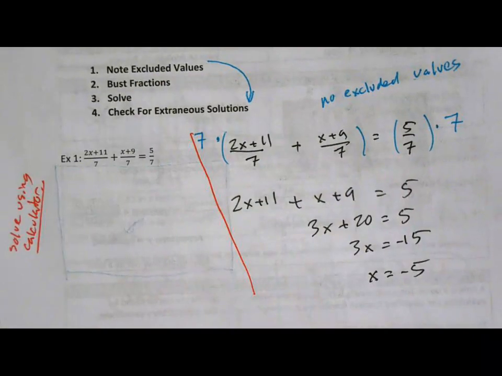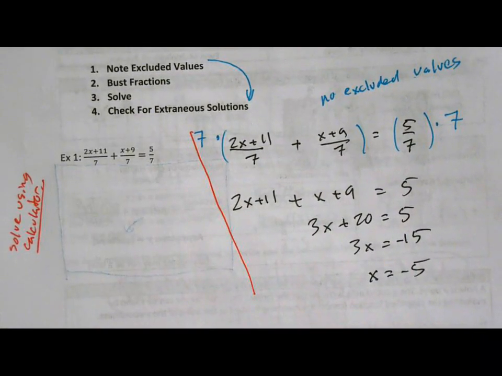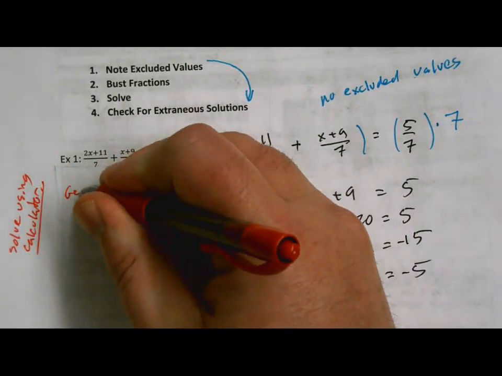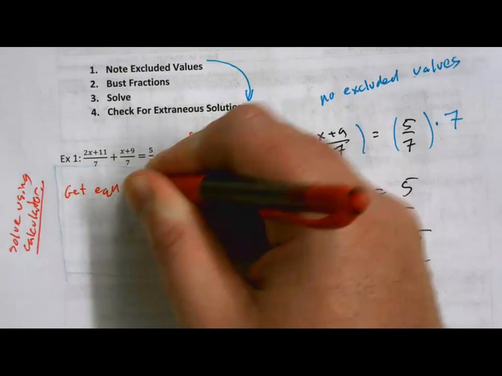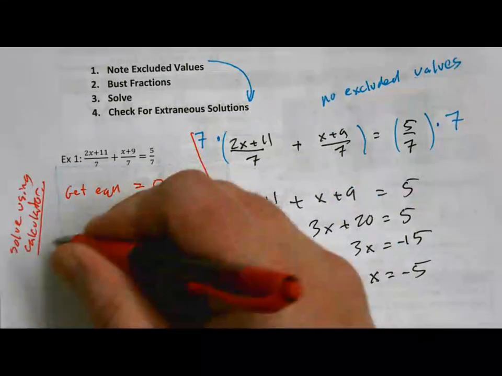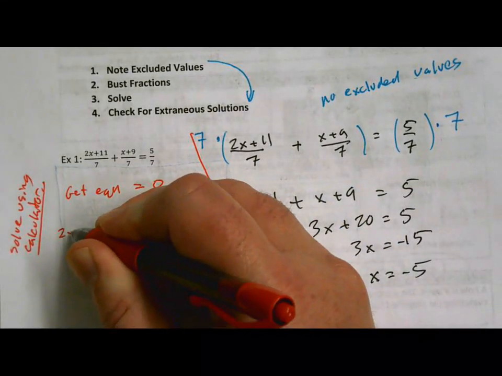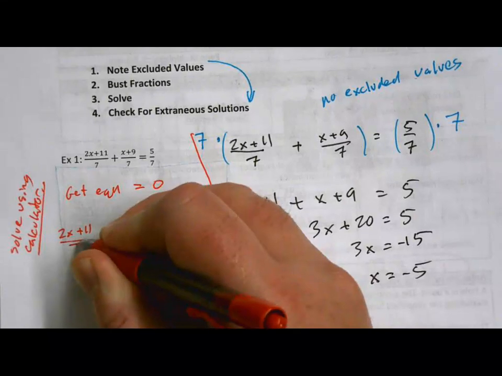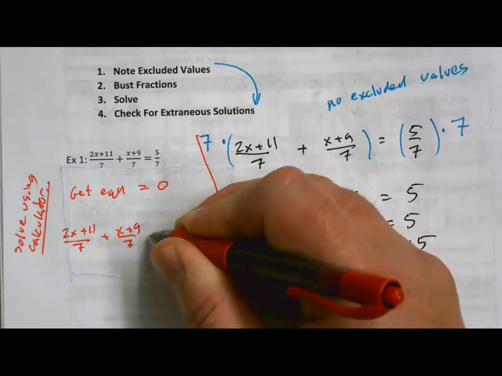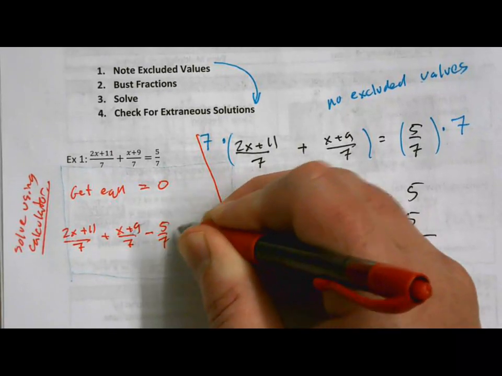Step one is to take your equation and get a 0 on one side. So do whatever you've got to do to get a 0 on one side of your equation. So I would probably subtract 5/7 from both sides. So my new equation would be (2x + 11)/7 + (x + 9)/7 still, but we'd have minus 5/7, and then this thing would be equal to 0.